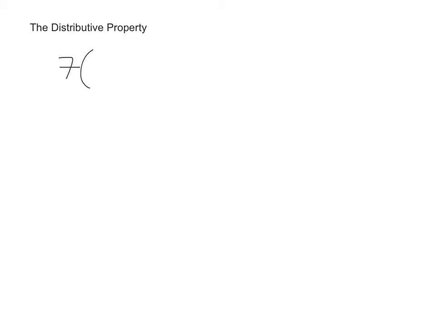7, open parentheses, 4 plus 3. And the direction that you're being given is use the distributive property to rewrite the expression, then evaluate it. This is what they want you to do. The first thing you have to do is rewrite the expression using the property.